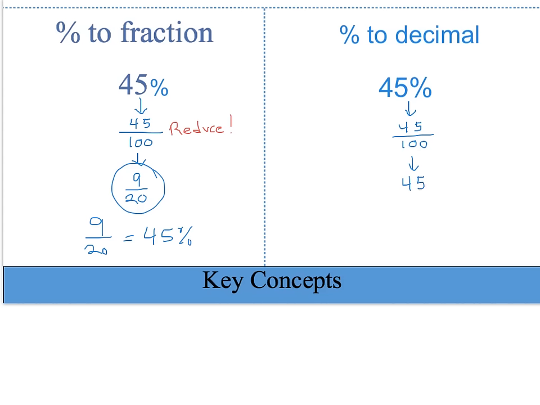So what I can do is place my decimal here, and I can move it 2 spaces over to the left. The reason why I'm moving it to the left is because when I divide by 100, the number gets smaller. So the decimal form of 45% looks like 45 hundredths. And please know that 45 hundredths is equal to 45%. So let's use these key concepts to solve the following examples.